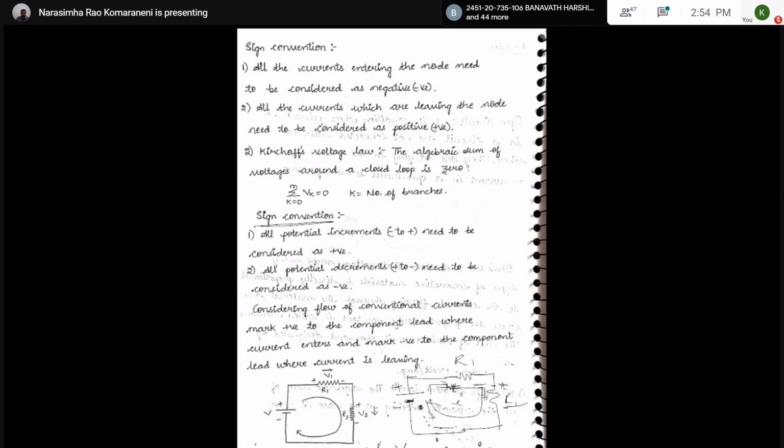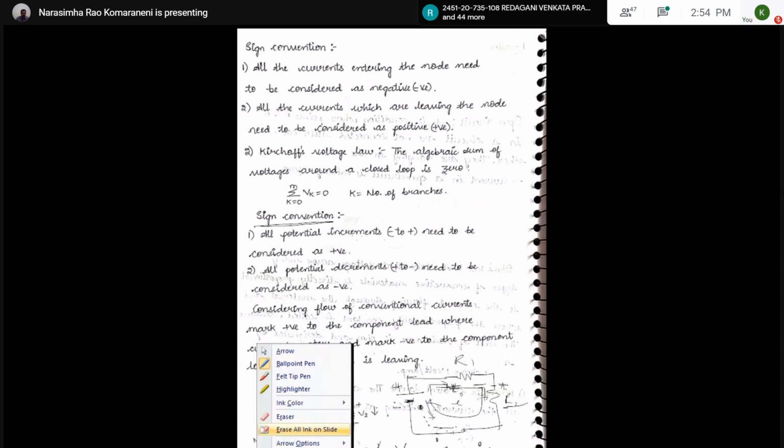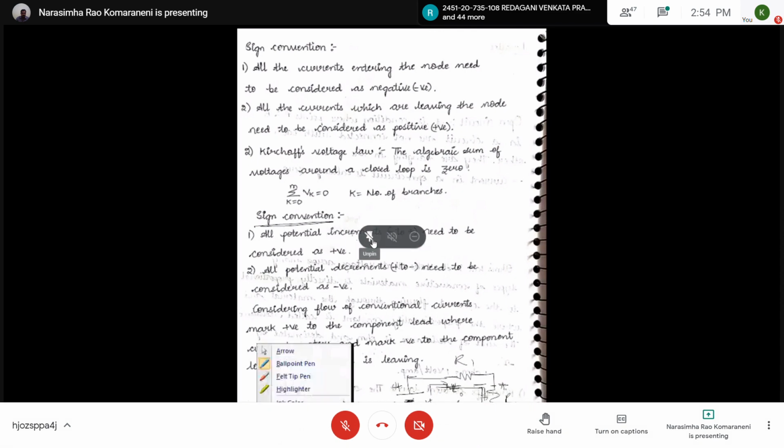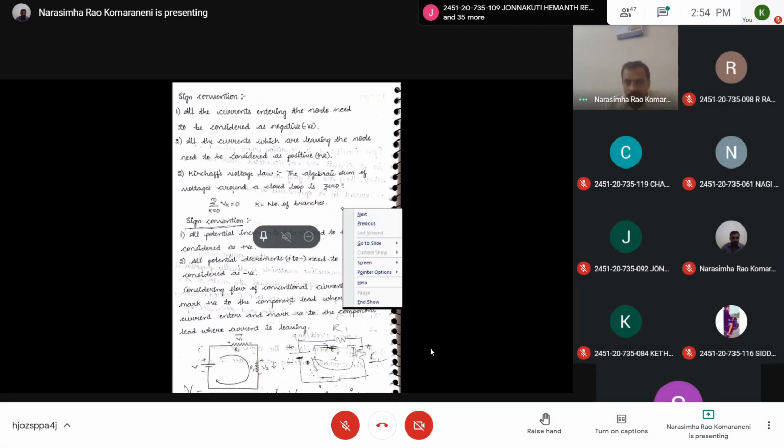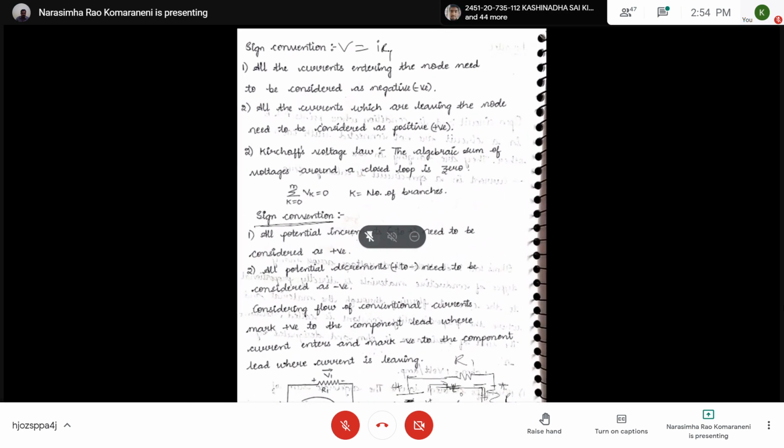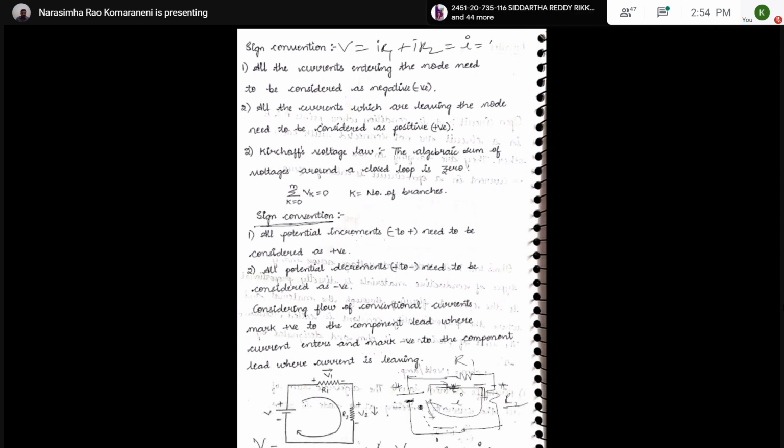So therefore V equals I R1 plus I R2, or simply you can write V equals I times (R1 plus R2), taking I common. This is the KVL equation for this simple circuit.